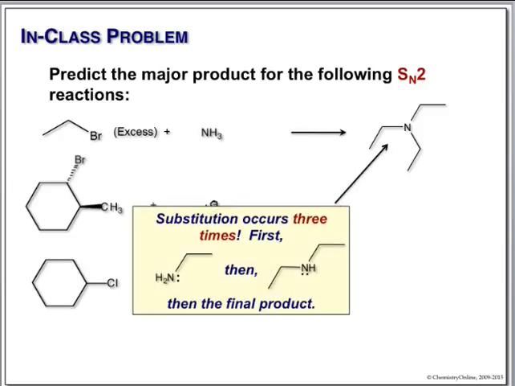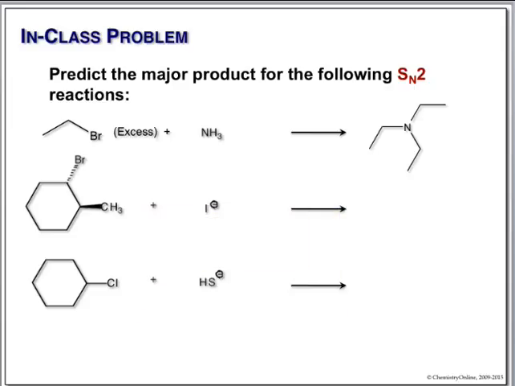Oh, I forgot to say this. Substitution occurs 3 times to get this. First, we get the single ethyl group attached, then we get 2, and then the final product. Any questions? All right, let's go back to this one.